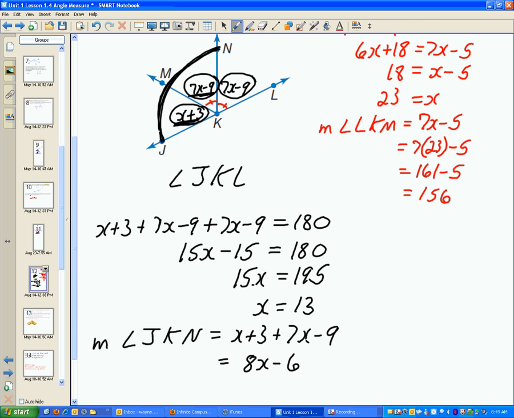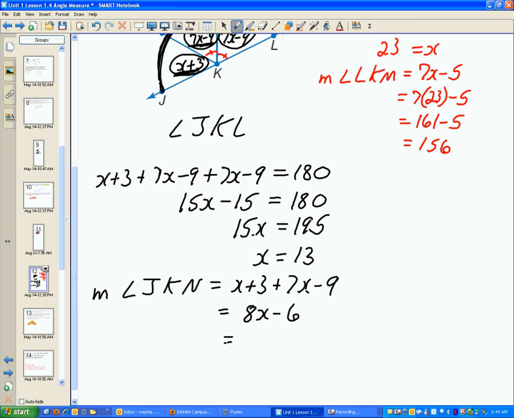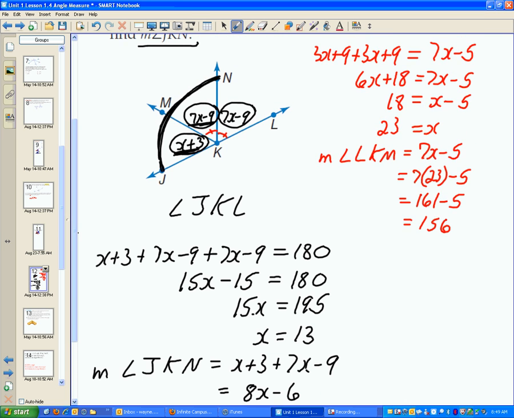Now, substitute the 13 in. So that becomes 8 times 13 minus 6. What is 8 times 13? So I get 104 minus 6. And what's 104 minus 6? So the measure of angle JKN is 98. All right, so you've got to use your noggin on problems like this, don't you? Okay.